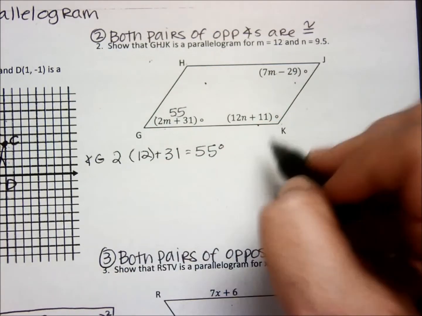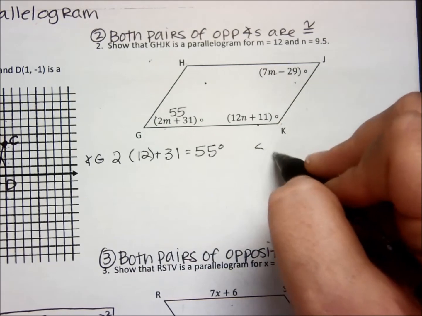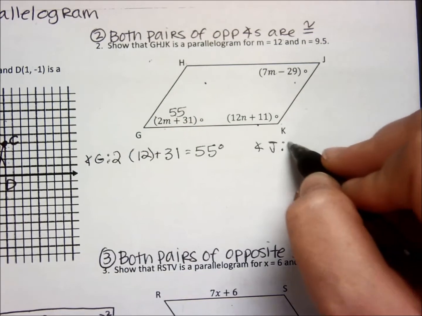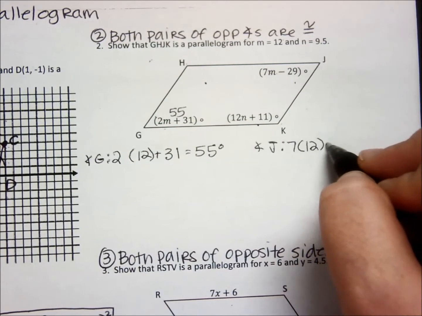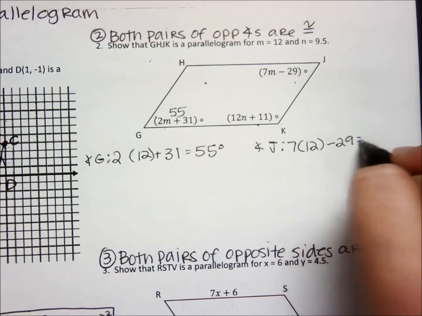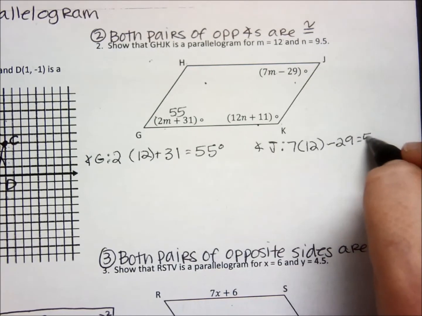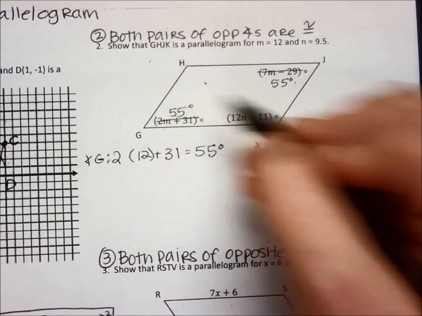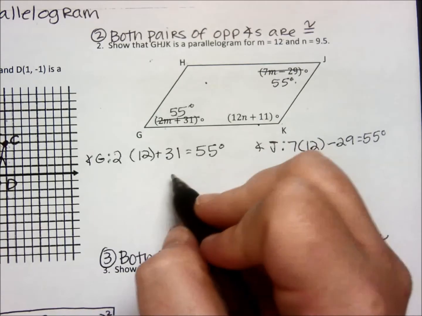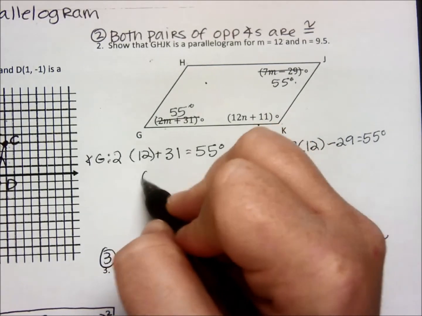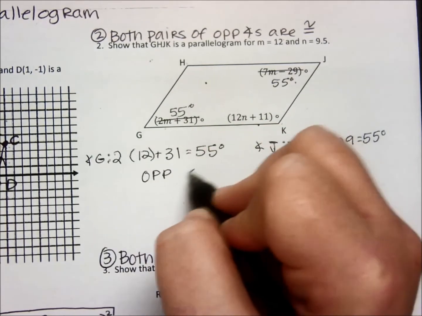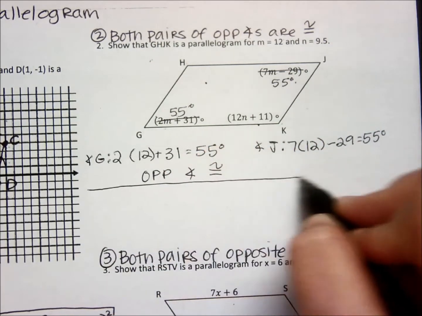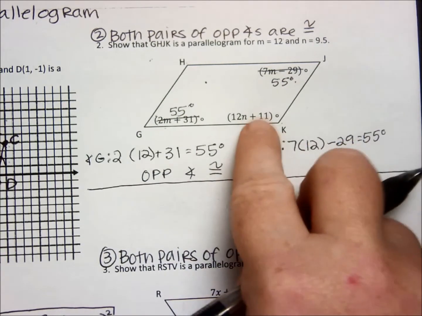And then if I look at angle J, 7 times 12 and then minus 29 also gives me that this angle right here is 55 degrees. So this is 55 and this is 55. So I do right now have one pair of opposite angles congruent. So now I need to look at the second pair. So I'm looking at this one and this one over here.